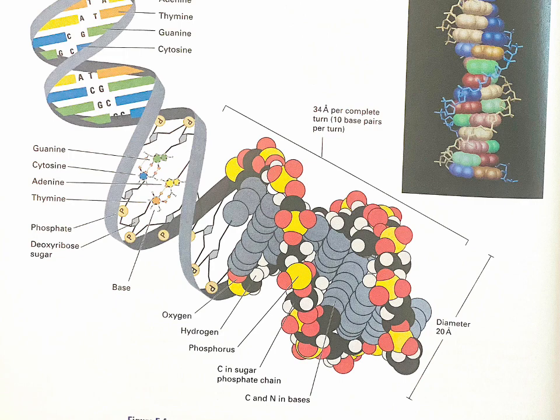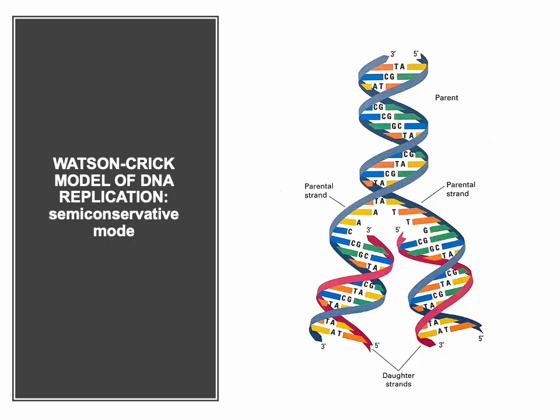How is the duplication? This is the original Watson-Crick model of DNA replication, which is semi-conservative. In the daughter strand, you have one from the maternal strand, and one is a new one.